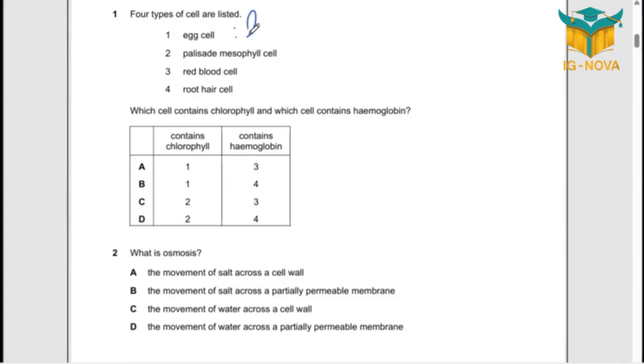Egg cell means female gamete. Palisade means photosynthesis, chlorophyll, chloroplast. Red blood cell means transport of oxygen. Root hair cell means absorption of mineral ions. So the first one and the third one are animal cells.